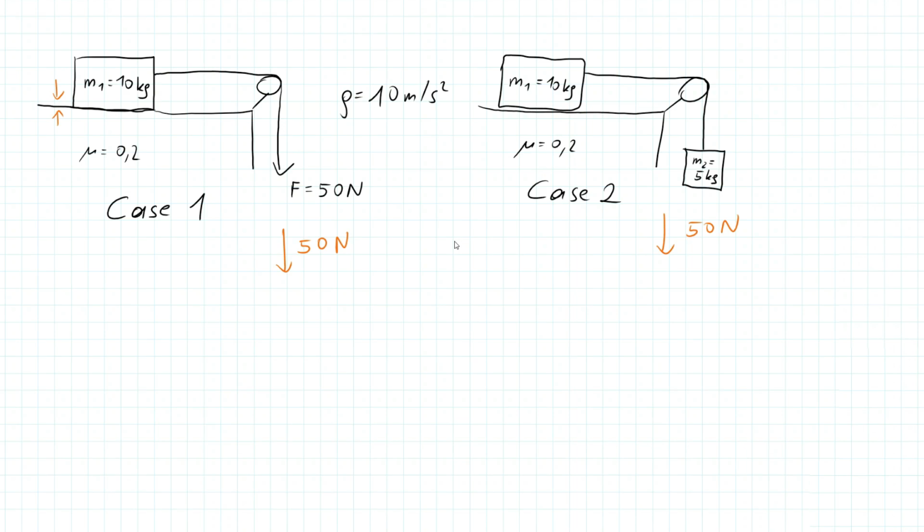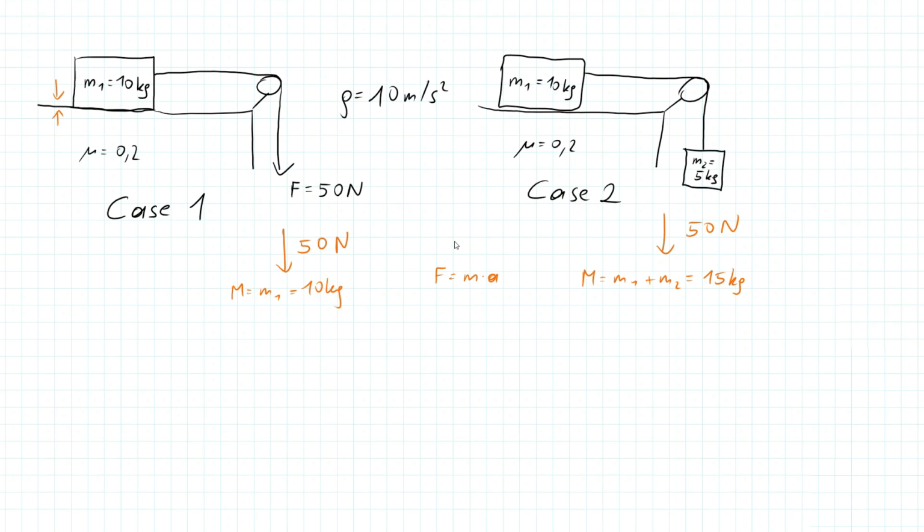But these forces need to accelerate total systems with very different mass. In case 1, there is no m2, so the total mass is equal to m1, which is just 10 kilograms, whereas in case 2, the total mass is the sum of m1 plus m2, which is 15 kilograms. So considering that force equals mass times acceleration, the acceleration in case 2 is actually lower.